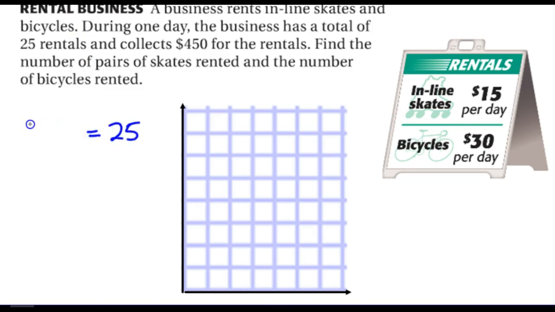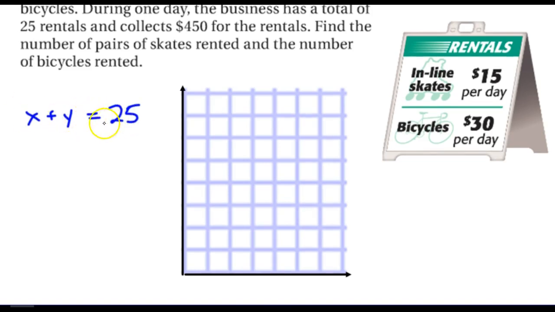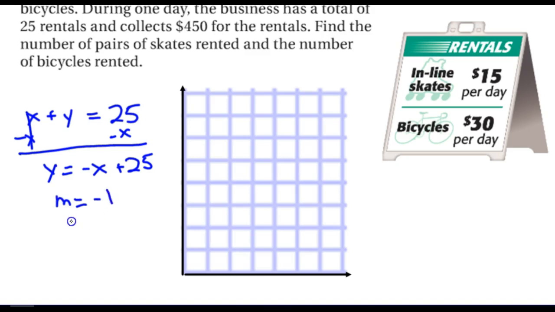And we could say our rentals could be X for skates and Y for bikes. If we add both of those together, the total would be 25. So this is our first equation. We could solve this for y by getting rid of x. So we have y equals negative x plus 25. That means our m here is negative 1 and our b is 25.